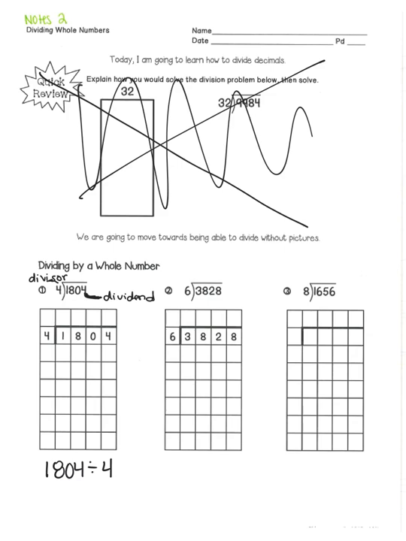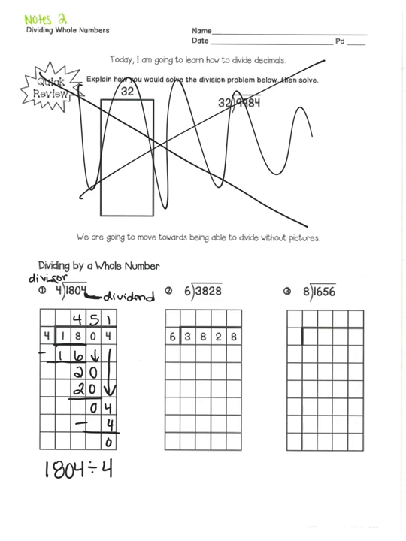All right, so 4 can't go into 1, so I go over to there. So I have 4 goes into 18 4 times, right? 4 times 4 is 16. Subtract, I have 2 left over. I bring down my 0. 4 goes into 20 5 times. 5 times 4 is 20. Nothing left over. Bring down your 4. And 4 goes into 4 once. Nothing left over. Okay?